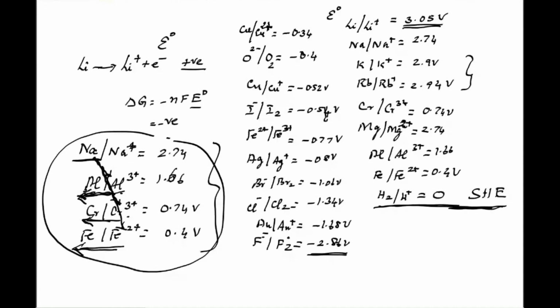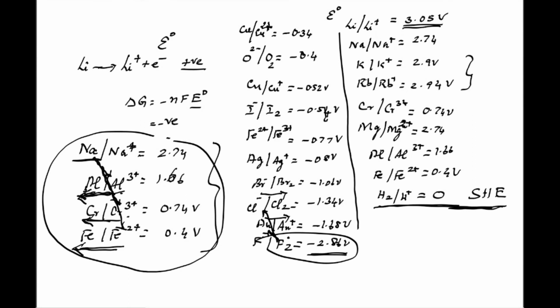In the reverse sense, for the better oxidizing agent with the negative potential, F2 is the stronger oxidizing agent. It oxidizes gold to gold plus, and oxidizes chloride to chlorine. This is just the reverse of the reduction property. We are moving from the lower end to the higher end, and this is the best oxidizing agent. It oxidizes all the things present above it.